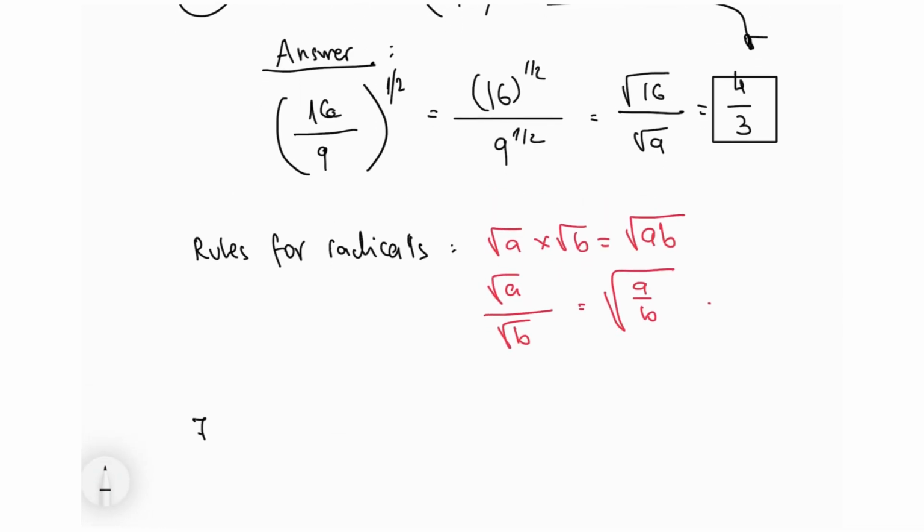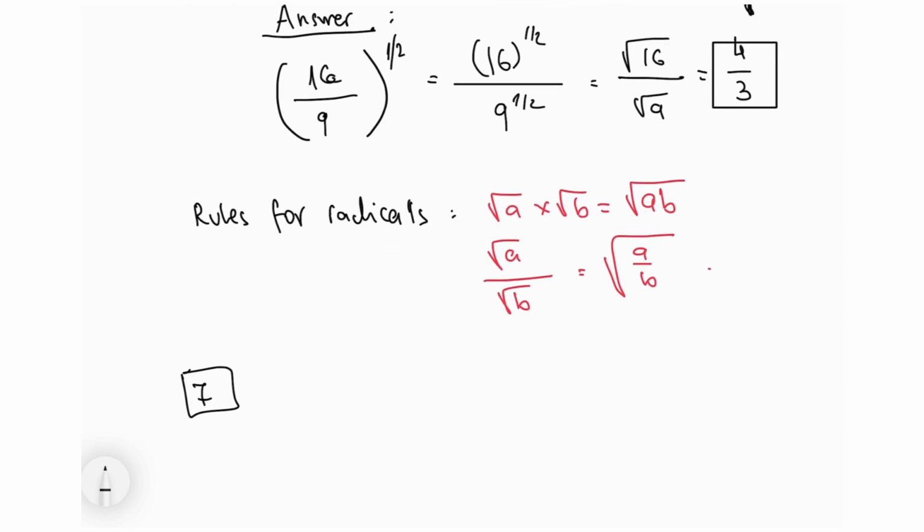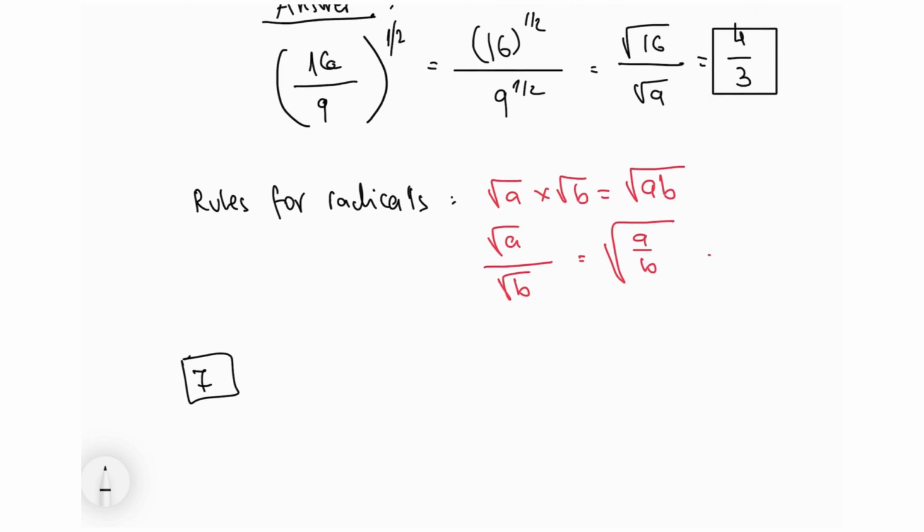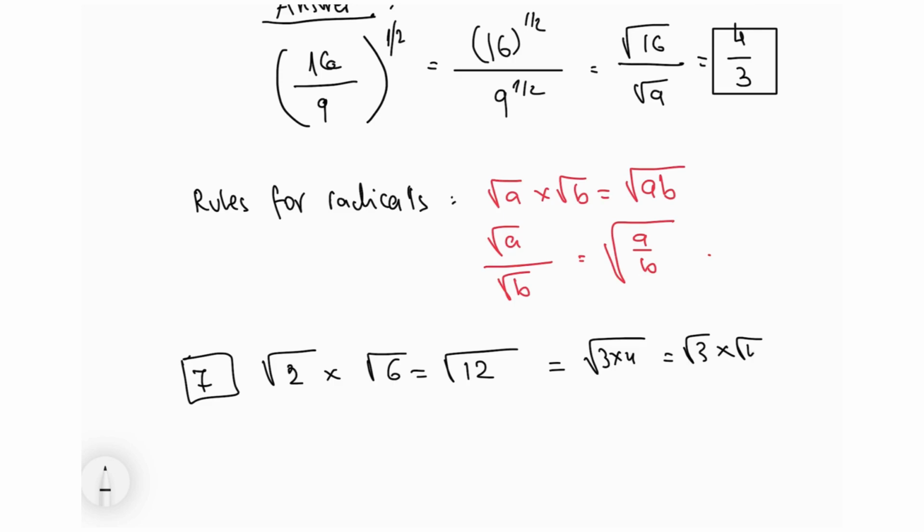Example 7. Square root 2 times square root 6 equals square root 12. And we can further simplify, that is 3 times 4, which is square root 3 times square root 4, which is square root 3 times 2, or 2 square root 3.